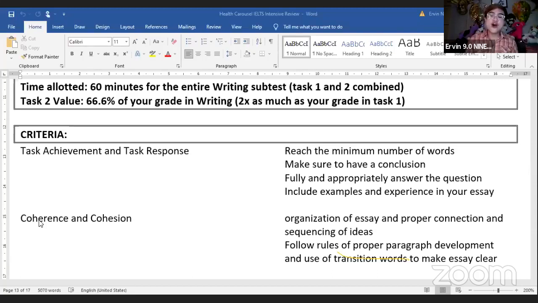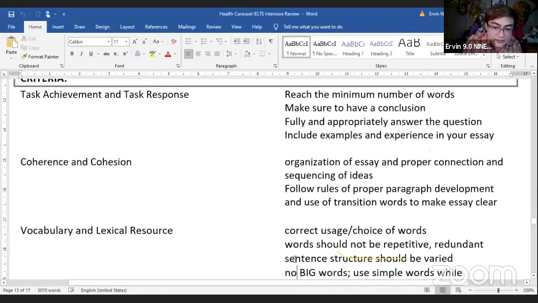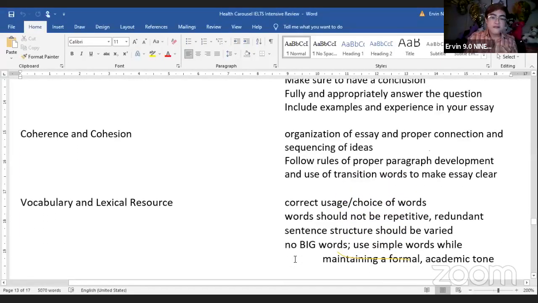Guys, let's move on to the last two criteria. They are lexical resource and grammatical range and accuracy. If you attended last week's Facebook Live session or Zoom meeting, I spoke about lexical resource and grammatical range and accuracy, but I just want to make sure that I'm not redundant here.